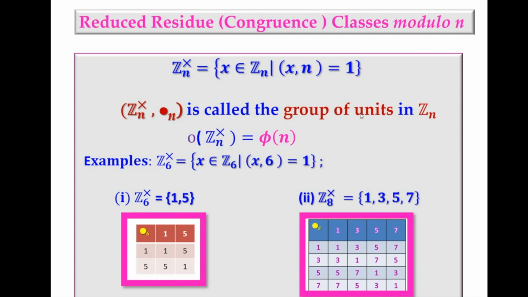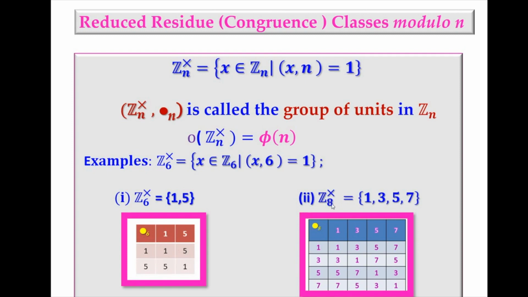So this is called the group of units, and the order of this will be the number of elements which are less than n and relatively prime to n, which by the definition of Euler's phi function is phi of n. Now, in the case of Z6, under multiplication modulo 6 it is not a group, but Z6 superfix cross, that is the group of units in Z6, namely 1 and 5, under multiplication modulo 6, will form a group.